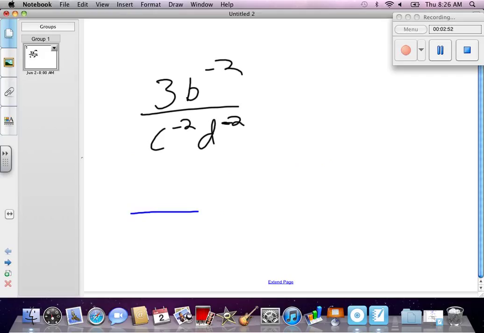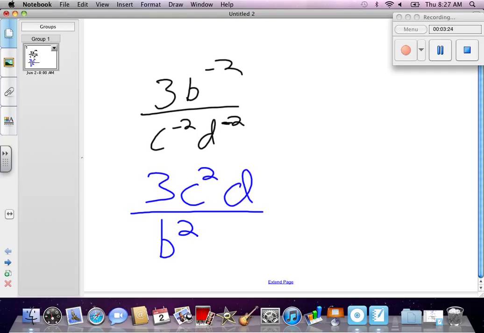So first I'm going to draw my line. Does 3 have any negative exponents? So 3 stays where it is on the top. Does b have a negative exponent? So what are we going to do? We're going to put it on the bottom. So I'm going to move b squared, and it becomes positive when you move it to the bottom. Okay, so let's look at the bottom. We've got c to the negative 2, so that means it goes from the bottom to the top. So it's c squared, and it's become positive. And d to the negative 2 moves to the top. Okay, so you should get A for that one.